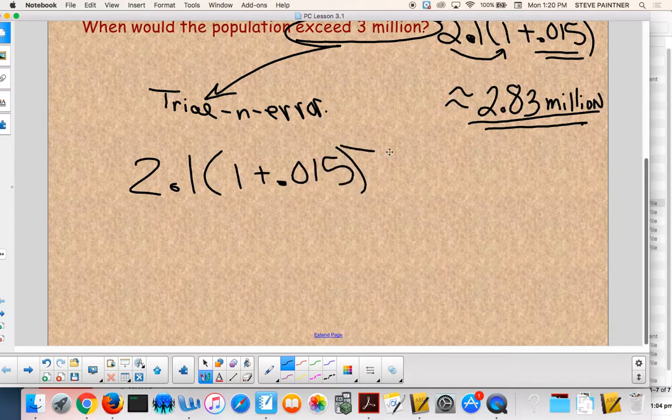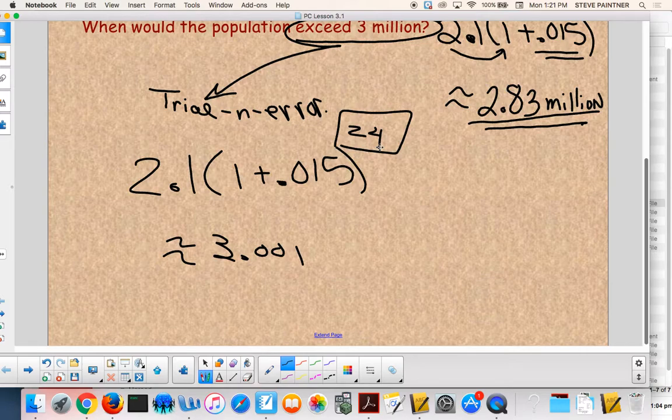This is what you're looking for right here. 25. I think 25 pushes you over, but too much. 24. Try 24. See what we get. 3.001 million. You just went over at 24. So at 24 years, you just sneak over the 3 million mark.